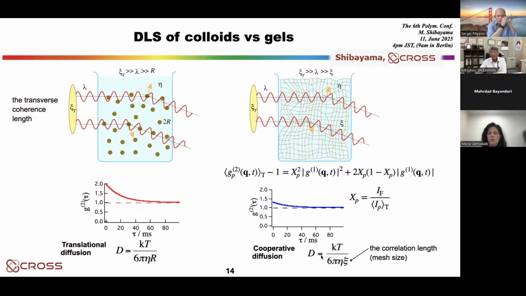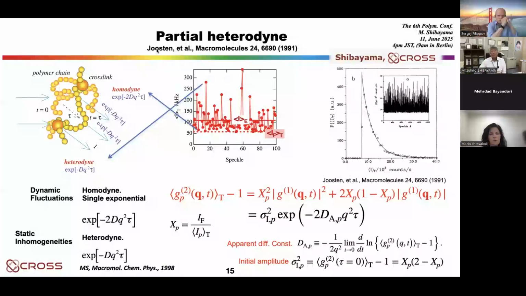So this is corpuscular diffusion, and x_p stands for the position, so x_p depends on the position of the scatterer. The diffusion can be obtained by these equations. The correlation length or mesh size is obtained more or less. Then Joosten in 1991 proposed the partial heterodyne theory.